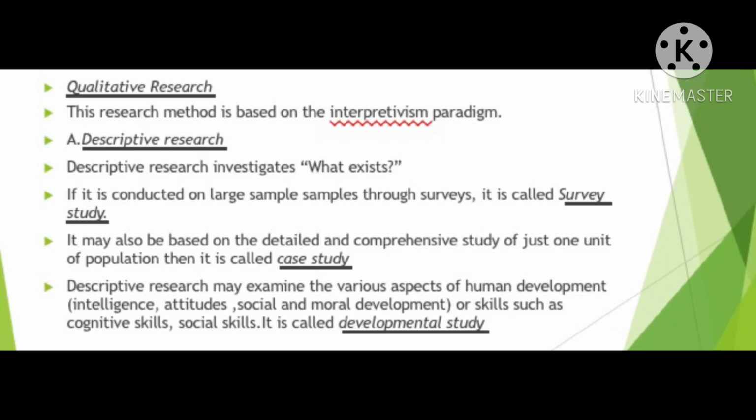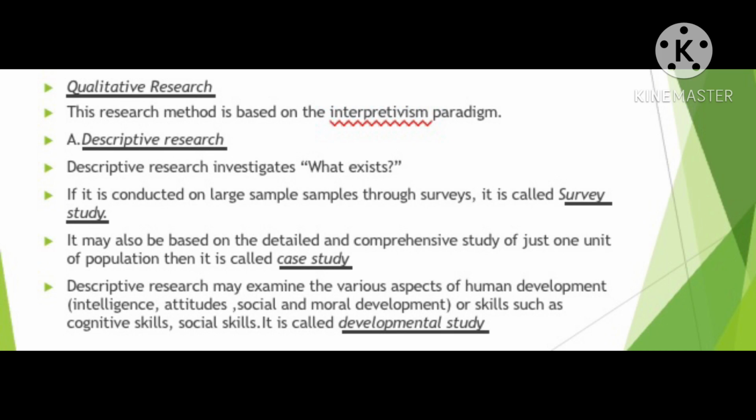Next major division of research is qualitative research. Here the qualitative research is based on the interpretivism paradigm. Why can we call it an interpretivism paradigm? Here we are observing and collecting the data, and we are interpreting that data and writing the research report. So here we are following the interpretivism paradigm. Descriptive research has different types, like survey study, case study and developmental study.